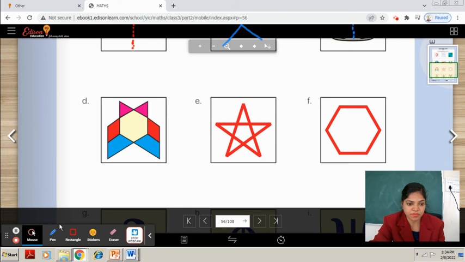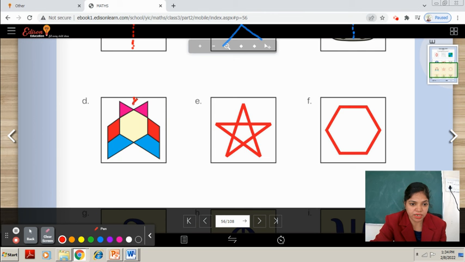Now part D. Now you can see students, if I draw one vertical line like this, this line is dividing the figure into two identical halves, right? So it has a mirror line. Okay. Now the next is part E. If I draw one vertical line like this, it will divide this figure into two equal halves. Okay, two identical halves. So you can say it has a mirror line.